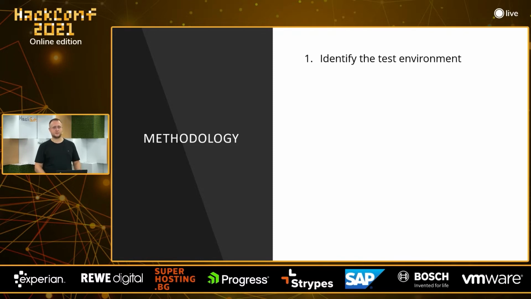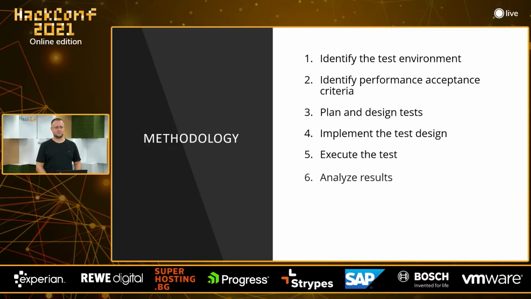First, you need to identify the test environment. What's your test environment? Is it going to include the user device? Is it going to be laptops? Is it going to be only the servers, only the backend? Is it going to include client sides? Are we going to include third-party systems into our test environment? Then we need to identify the performance acceptance criteria, then plan and design the tests, implement the tests, execute, analyze the results, tune the application, the configuration, the system, and retest.